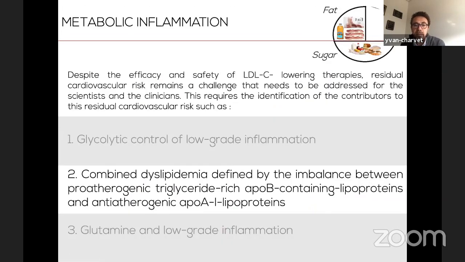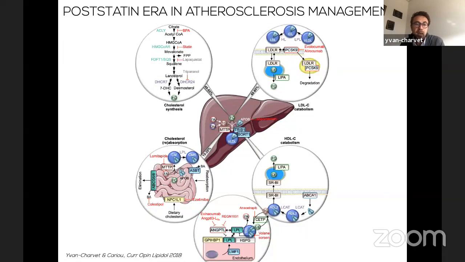What about the dyslipidemia? It is well known that there is an imbalance between the pro-atherogenic TG and ApoB-containing lipoproteins and the anti-atherogenic ApoA1 lipoprotein in cardiovascular disease. And we have tried to review all the recent literature on the new drugs in the post-statin era to manage atherosclerosis. As you can see, you have lipid-lowering therapies shown here, but you also have a lot of new therapies targeting the chylomicron or the VLDL by targeting the cholesterol reabsorption in the intestine or the lipolysis of these lipoproteins.